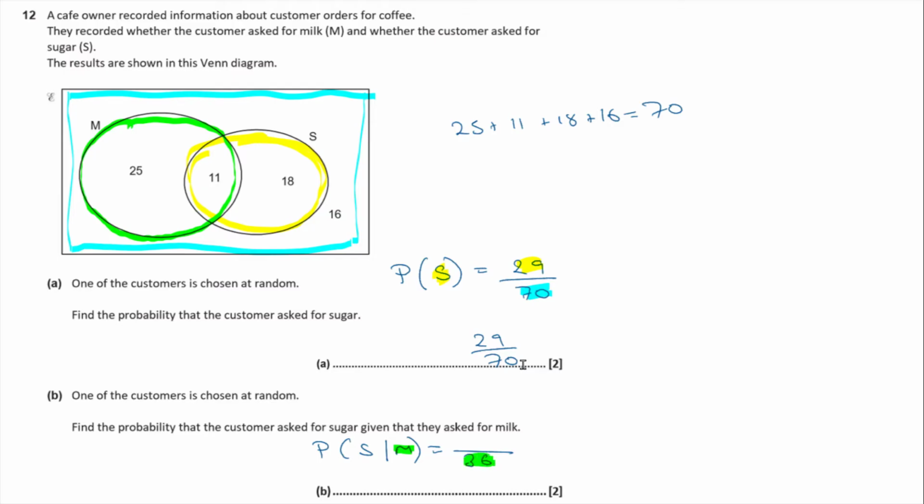They're the number of people who asked for milk. And from within that green circle, how many then asked for sugar? Well, it's going to be these 11, these 11 within the green circle. So it's going to be 11 over 36 then. Okay, so the probability that they asked for sugar given that they've asked for milk is 11 over 36.